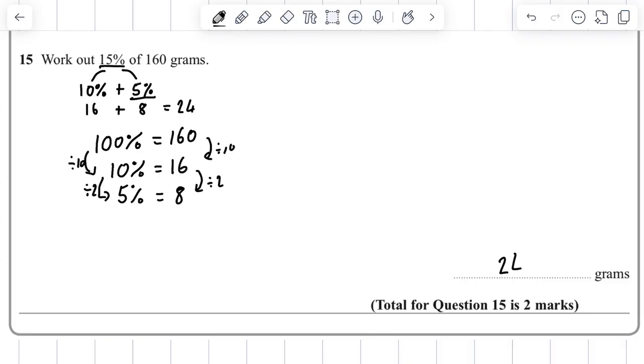So a question that can seem quite intimidating, because we can't find 15% straight away, but you know how to find 10%, and 5% is really easy to find once you've found 10%. So always think about splitting up the percentage, if it's complex like this, into its tens and ones, because you can find 10% and you can find 1%, 5%, and then you can combine them together.